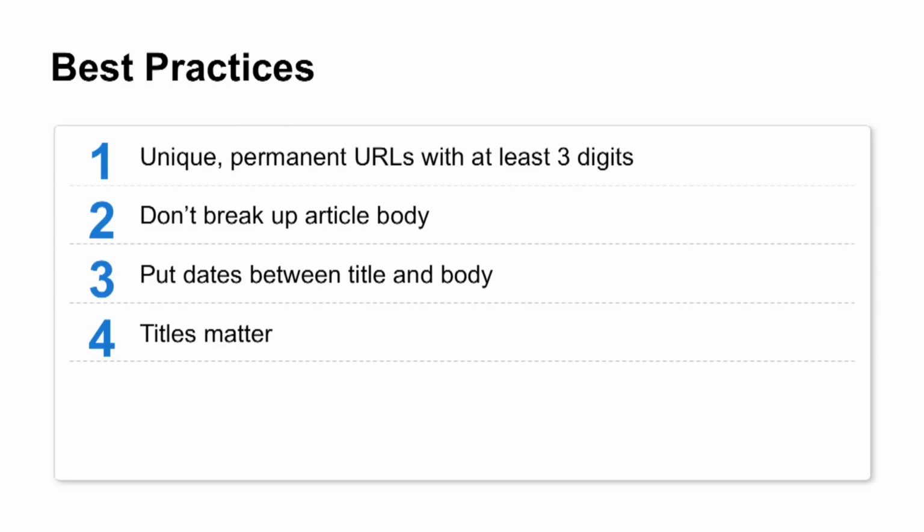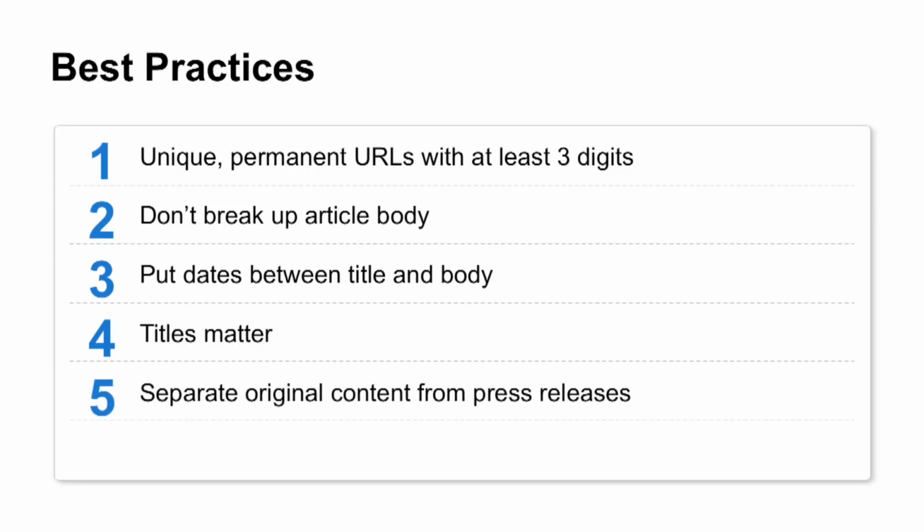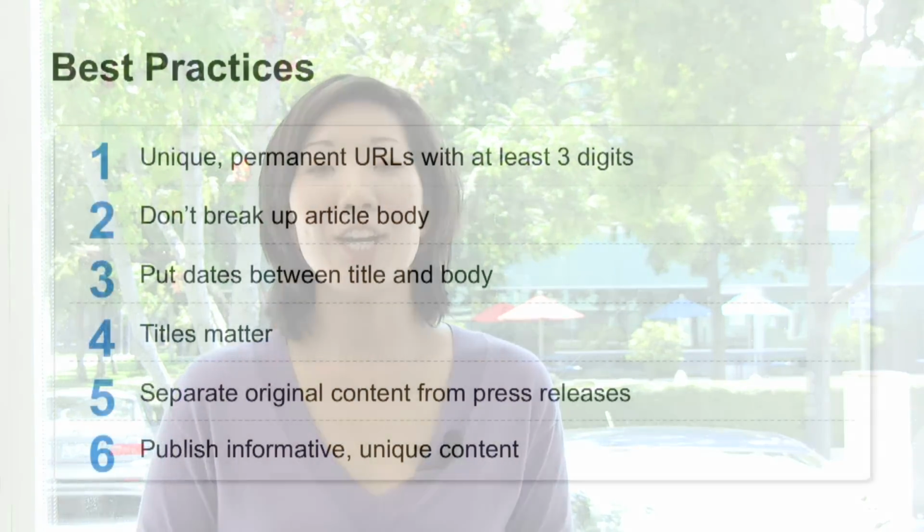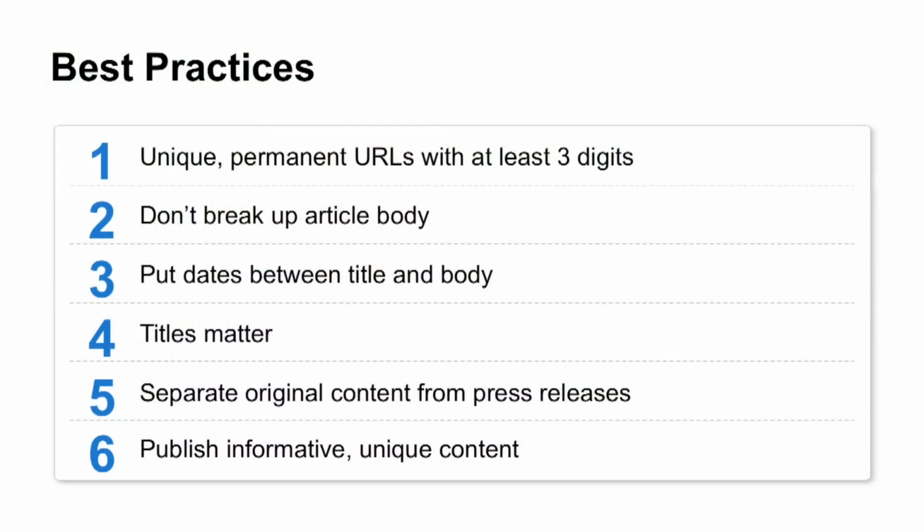Fifth, it's best for Google News if you separate your original article content from your press releases. And you can do this in a directory structure. And this helps us determine what is specifically a news article versus which might be satire or opinion or a press release. And the last tip, of course, is to create unique and informative content.